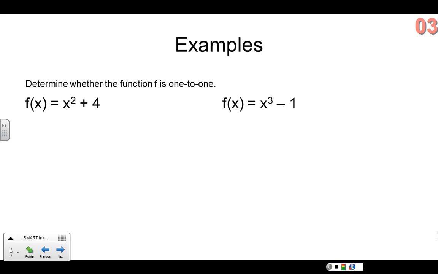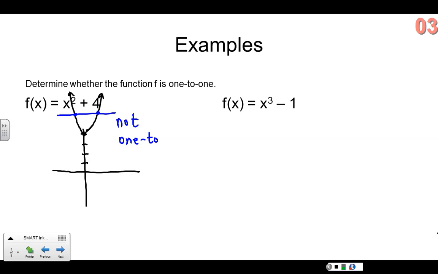Let's try a couple more of those. The function x squared plus 4, we know that's the parabola function shifted up 4. So it's kind of like this. It is not one-to-one because if I were to draw a horizontal line, I have 2 points of intersection. So this is not one-to-one correspondence. Let's do one more.